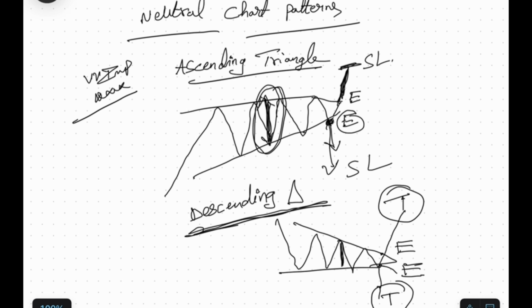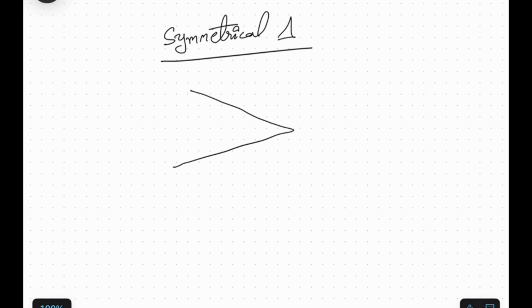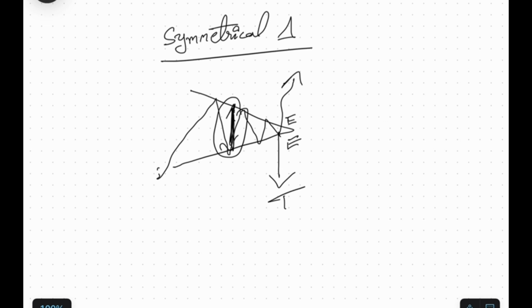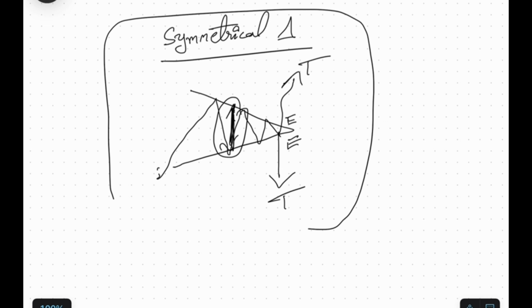And another one is, let me erase this. Last and final one is the symmetrical triangle pattern. It is like this. Price will move like this, either upwards or downwards. Here are the entry points. This size will be the target. Okay. This is about chart patterns.